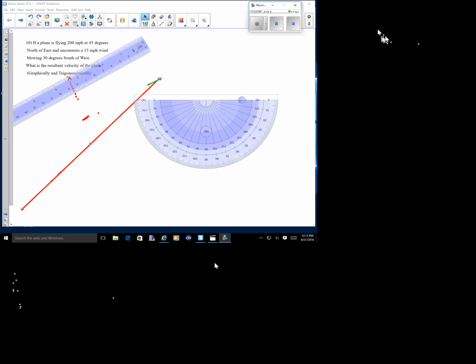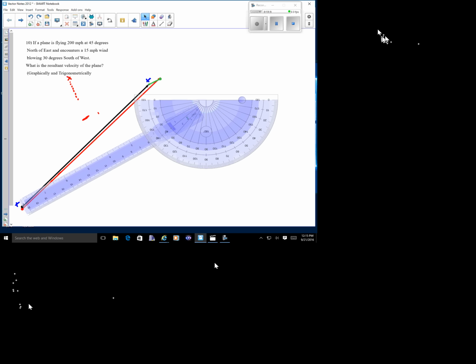And I need to figure out how fast that plane is going to go. The way we're going to do that is by measuring it with our ruler. So we're going to come down here and put our ruler right at that line. Let me turn my ruler over here and flip it over. It looks like it's about 18.2 centimeters. We're going to write that down because that tells us how fast the plane's actually going. The line's 18.2 centimeters, so it'll be going 182 miles per hour.